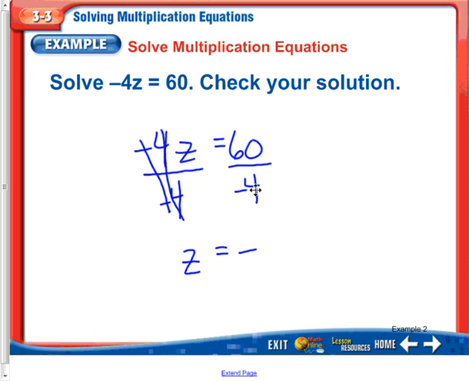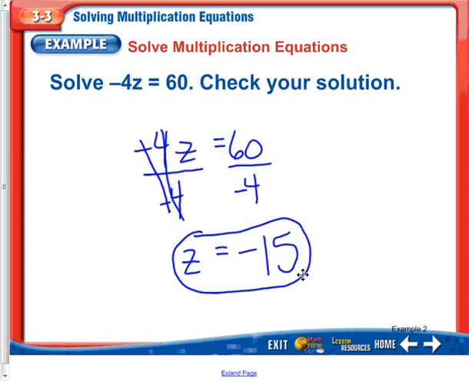And 60 divided by 4. When I think of 60, I think of 60 minutes in an hour. I think of the face of a clock. And if I divide it into 4 groups, we have our 15-minute groups, like from the 12 to the 3 on the clock. So z equals negative 15.